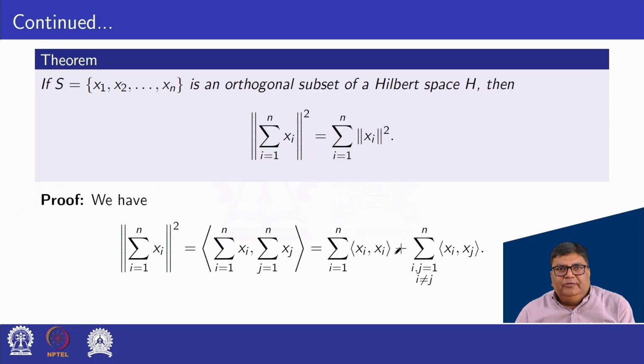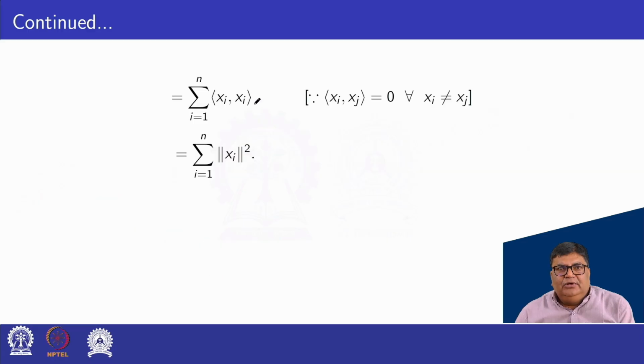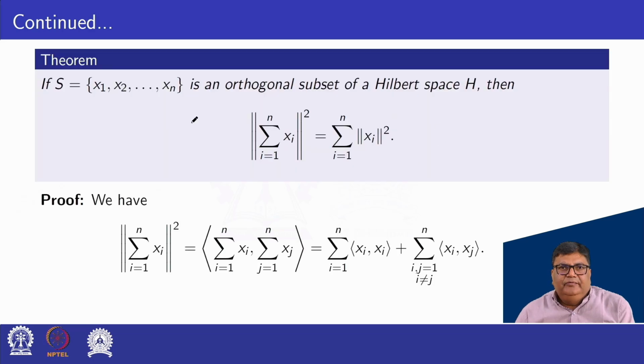So for the first term we have summation i is equal to 1 to n inner product of xi, xi. Okay. So inner product of x with itself is norm of x square. So here summation i is equal to 1 to n inner product of xi, xi can be written as summation i is equal to 1 to n norm xi square. So it is proved here.